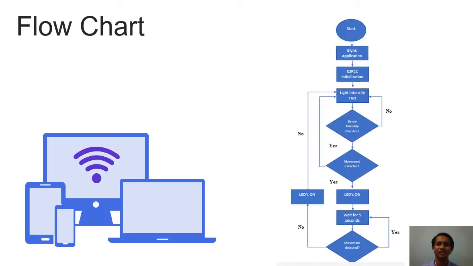This is my flowchart of the project. First, we begin with start, then it will open up the Blynk application. So ESP32 will be initialized. Light intensity will be tested. If it is below the intensity threshold, it will detect the movement object. If no object in motion is detected, it will return to the initial intensity. Proceed with LED. If there is motion detected, the LED will turn on for almost 5 seconds. If there is no more object, it will turn into the initial intensity.